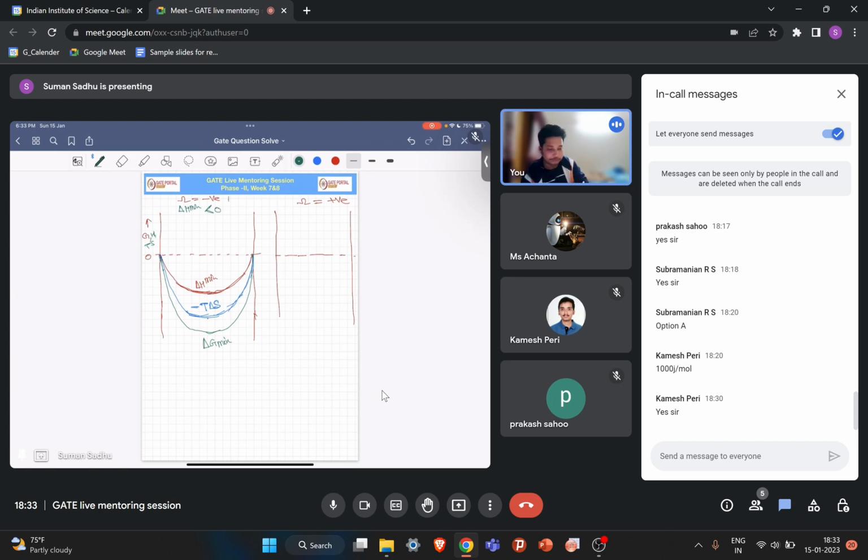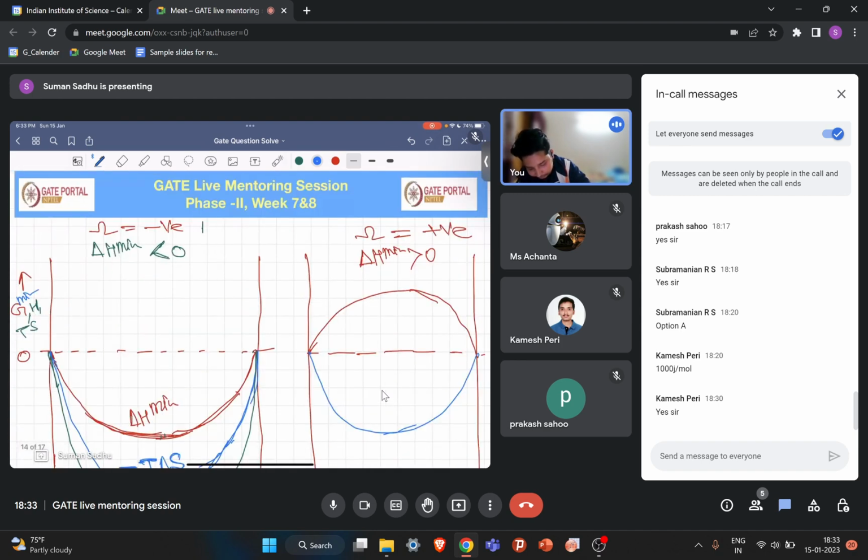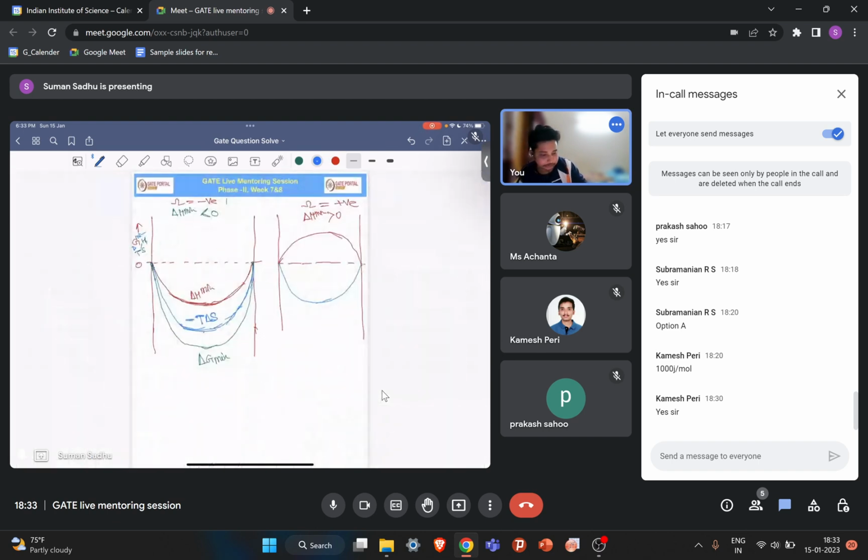So this is your delta G mix. Now, let us see what will happen if omega is positive. Omega positive means your delta H mix is greater than 0, right? Because it is omega xa xb. So delta H mix greater than 0 means it will be like this. But your T delta S will always be negative, right? So minus T delta S will be like this. So this is delta G mix. Okay, this is not the G of solution, this is delta G mix. This is your delta H mix when omega is positive, and this is your minus T delta S mix. So what will your delta G mix be? It will be somewhere here.